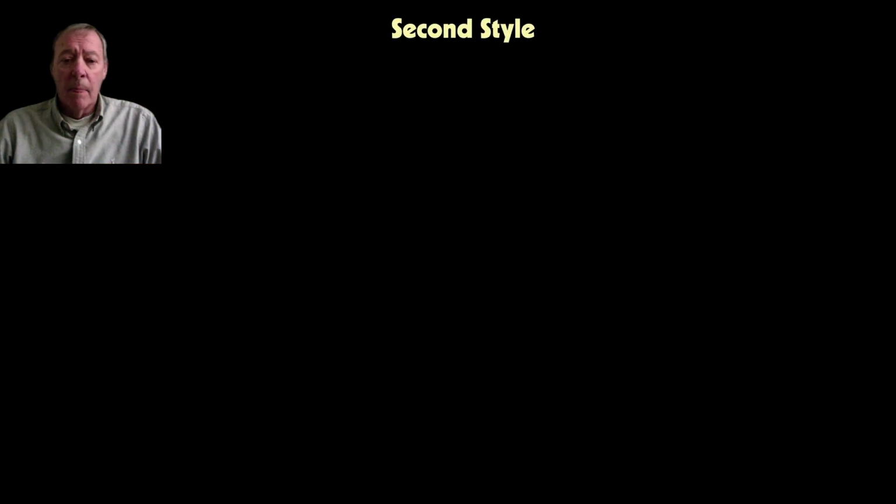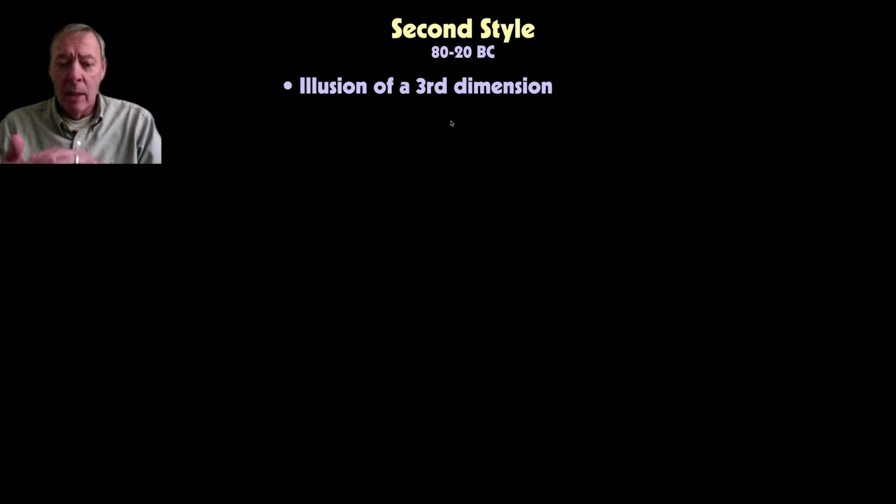Second style. This was popular from 80 to about 20 BC. Now when these new styles emerged, the old styles didn't disappear, they just integrated them with them. So second style, here we see the illusion of a third dimension. In this case, this type of painting style did not emphasize the presence of the wall, but tried to disguise the wall, to make it look like there was a third dimension or perhaps a greater space on the wall than what was really there.